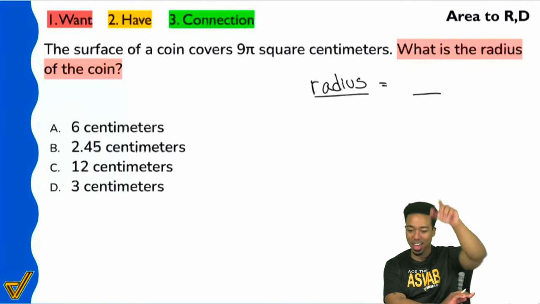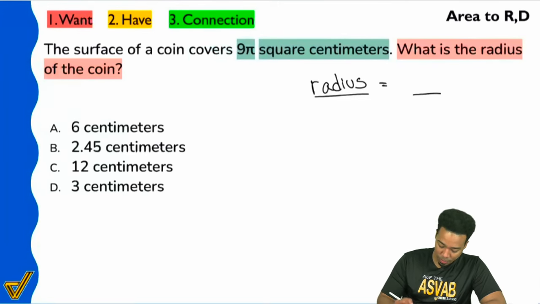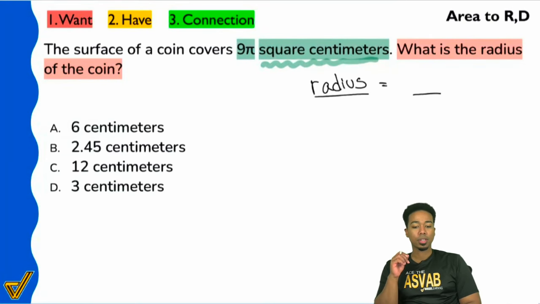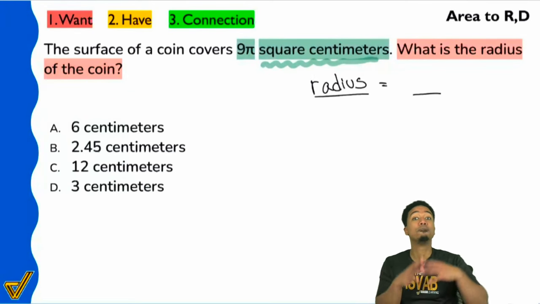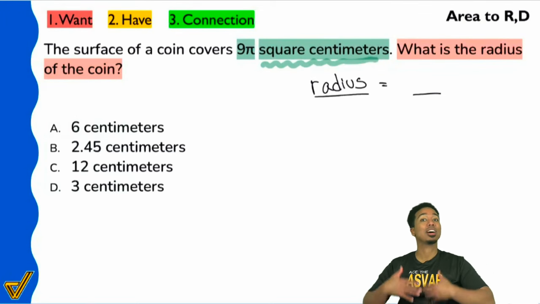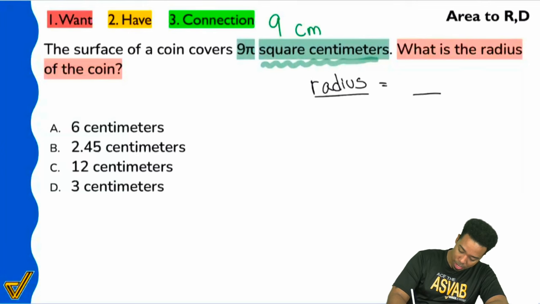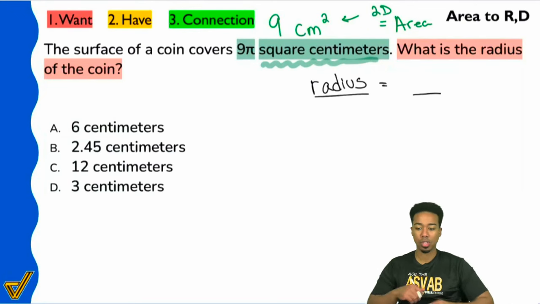Right there, Jay, Israel. Yeah, that's right. Square centimeters right here. It covers 9 pi square centimeters. The surface and covering, yeah, those are clues, but this is really going to be the meat right there. Square centimeters. Remember, perimeter would just be regular centimeters. Area, square centimeters. Volume, three-dimensional, cubic, three on top of that. Since area is two-dimensional, you have a second dimension, square centimeters, which is read as centimeters squared. That's two-dimensional, and that equals area, meaning centimeters by centimeters. That's what that implies.